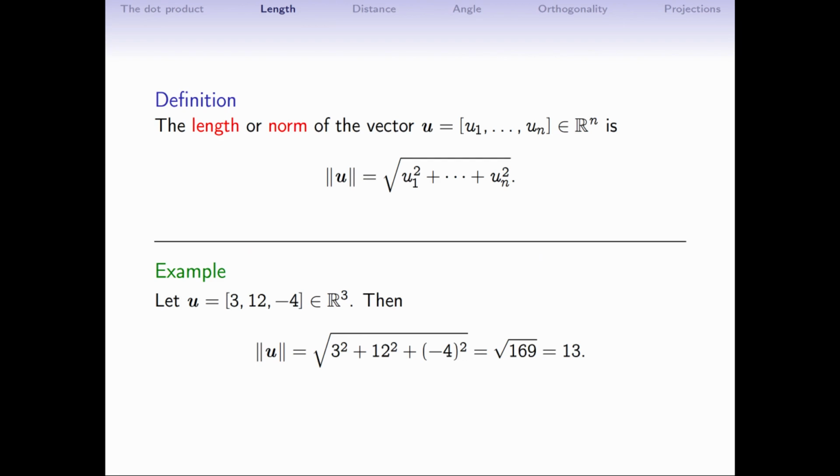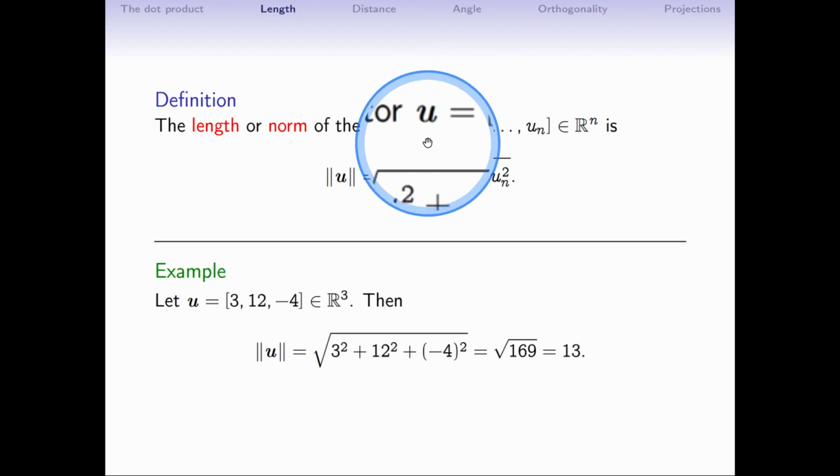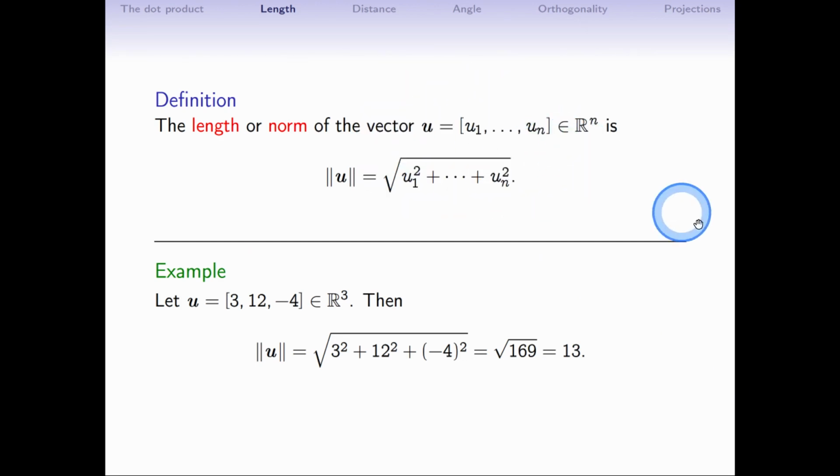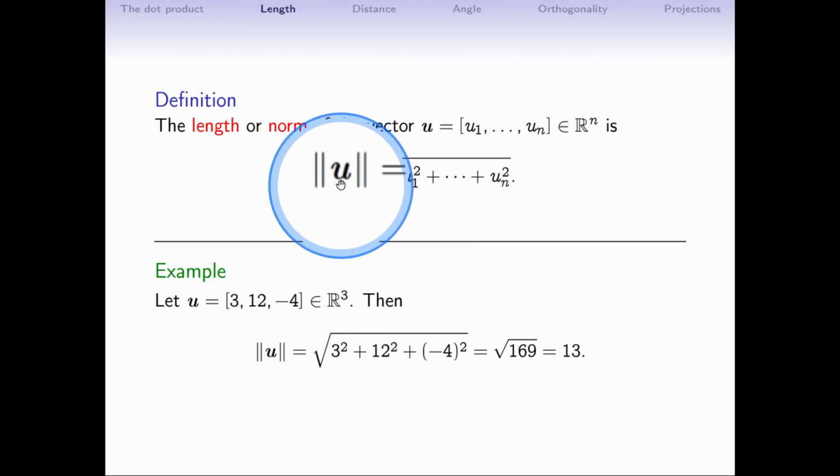So the length or norm of the vector u with components u1 up through un in n-dimensional space is given by this formula here. Now let's talk a little bit about this left-hand side first. So when we have a vector u, we specify that we're computing its length by using double absolute value signs, right? So we've got two vertical bars on the left and the right, and that announces to us that we're computing the length of this vector.